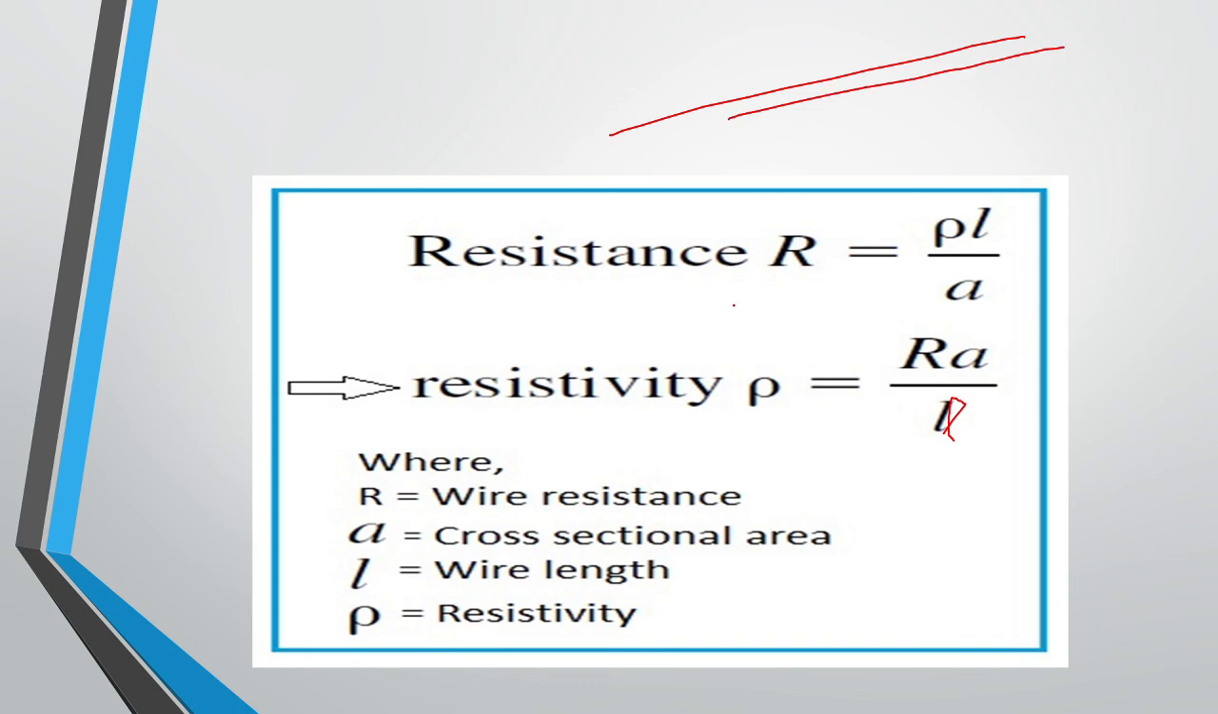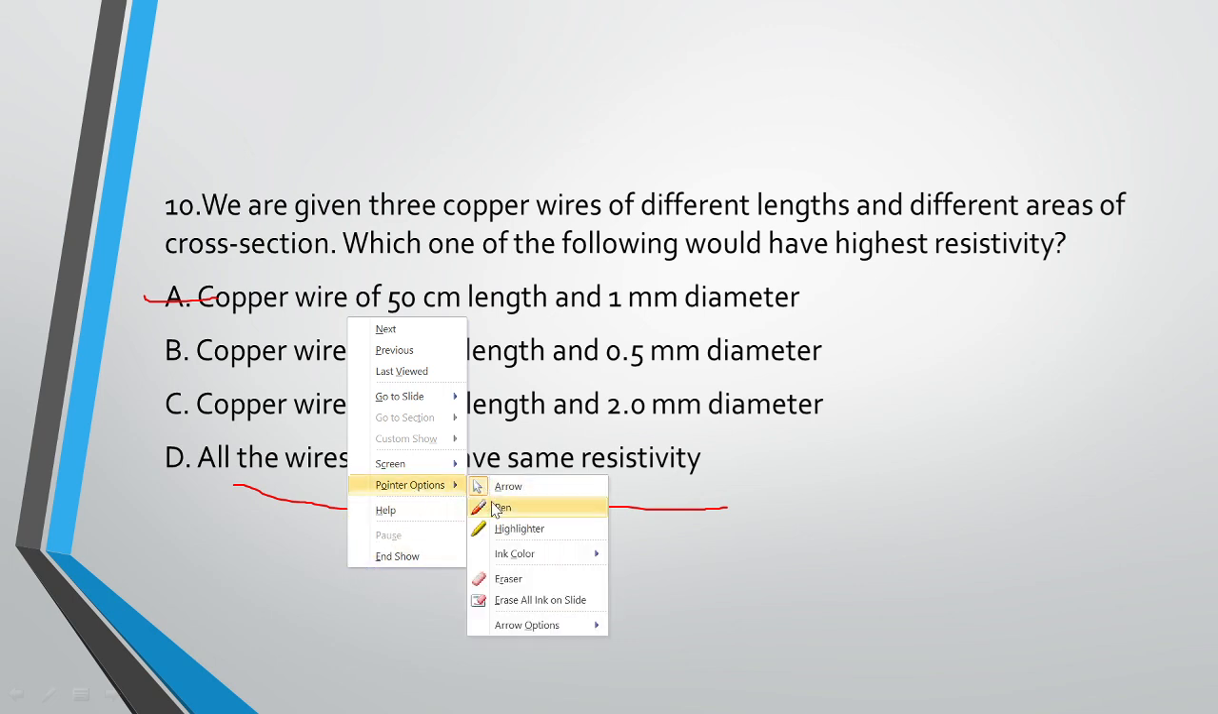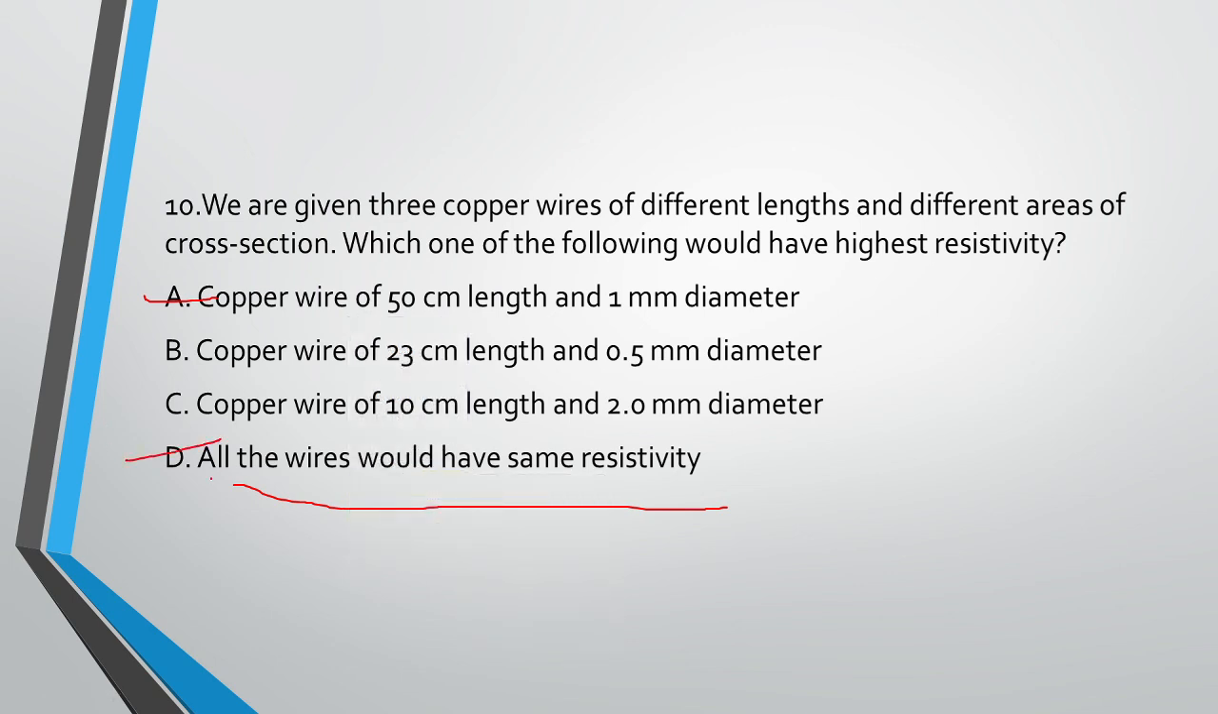And remember, as we talked, that resistivity depends on the material and its ability to conduct electricity, and we all know that copper is a very good conductor of electricity and provides a low level of resistivity. So our correct answer will be option D. All of the wires will have the same resistivity because all are made of copper, and copper is a very good conductor of electricity.